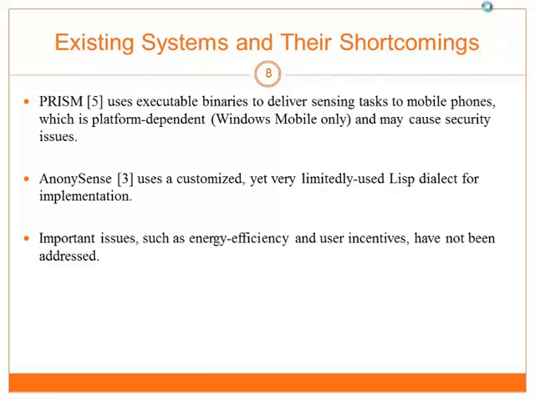Next, I want to point out some of their weaknesses and shortcomings. Basically, the Prism system uses executable binaries to deliver the sensing task to mobile phones. This is very platform dependent. Actually, their system only works with Windows mobile phones, and I believe the population of Windows mobile phone users is very limited. It may also cause security issues. It's just like you probably don't want to download any executable binary from the internet and run it on your desktop, because it's dangerous. It may perform some action you don't want.